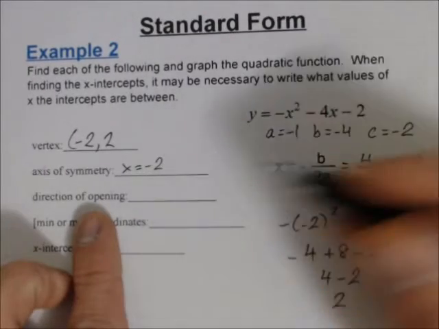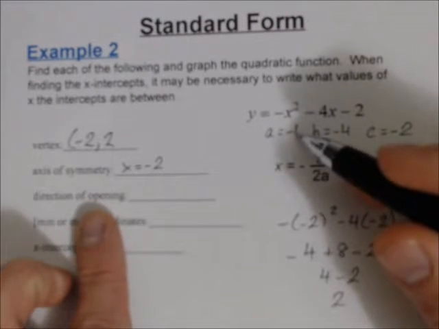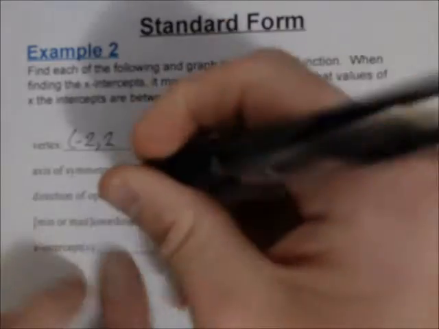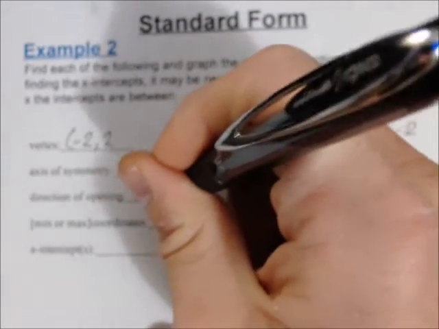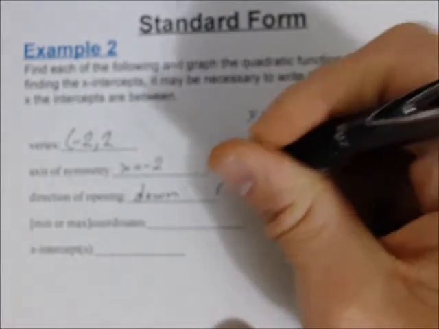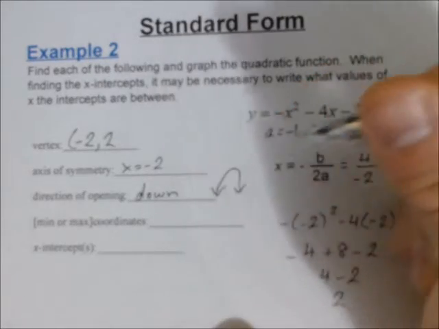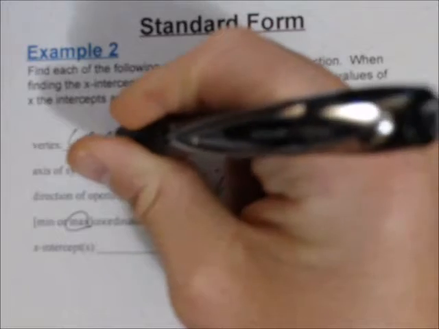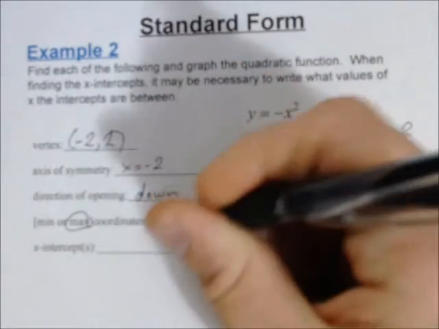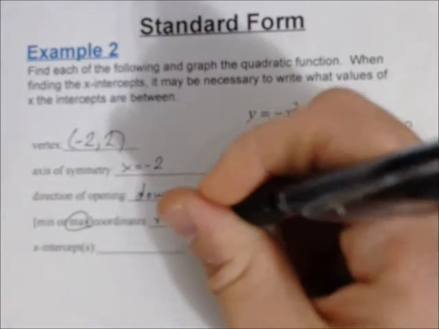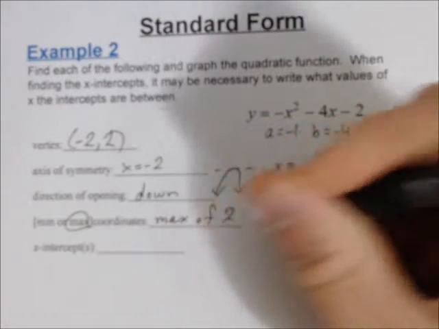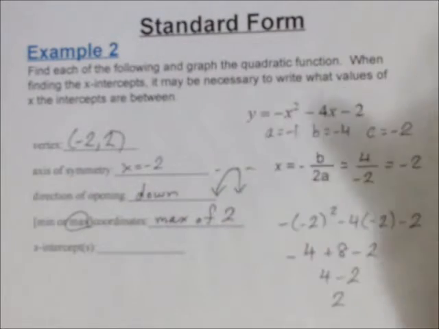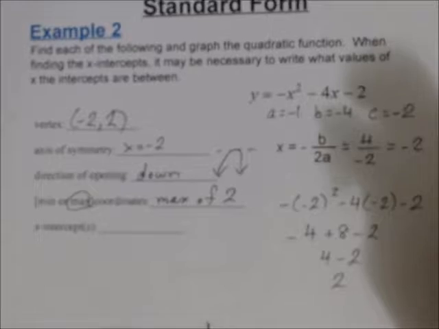All right, once again, the direction of opening is dependent on a. A is -1, so this thing is going to open down. And if it is opening down, it's going to be an upside down U, which means it's going to have a maximum. And the maximum coordinate is going to be 2. So we can say it has a max of 2. Now once again, just like before, the x-intercepts, we'll wait till later.